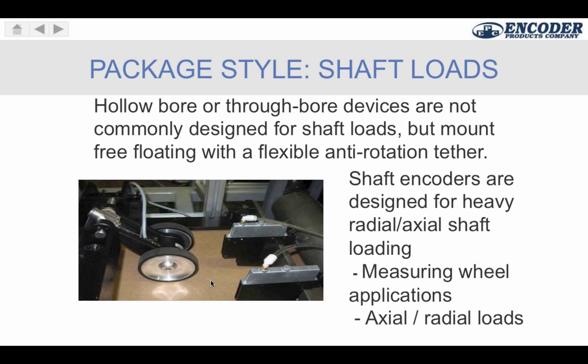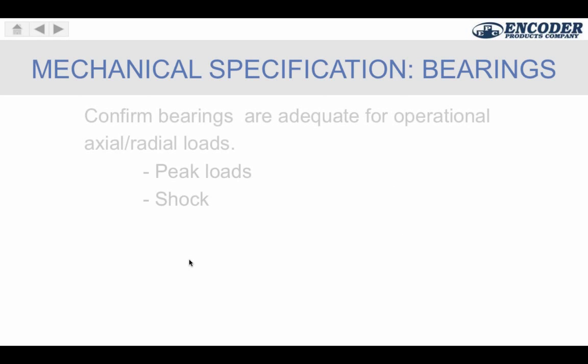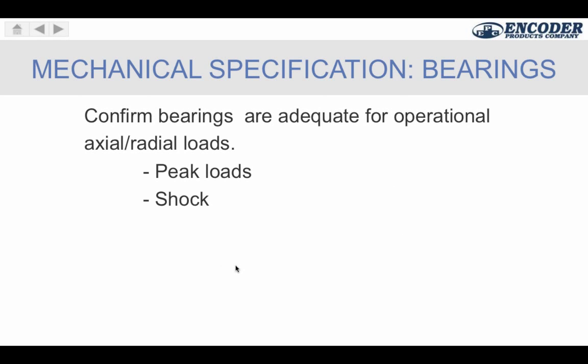When we have radial loads, or if we need to apply a measuring wheel, of course, a shaft encoder is designed exactly for that, and can more readily handle that. Another consideration: take note of the bearing. If you do select a shaft encoder, just take note of the bearings and the anticipated peak loads and shock that might be encountered in operational life.